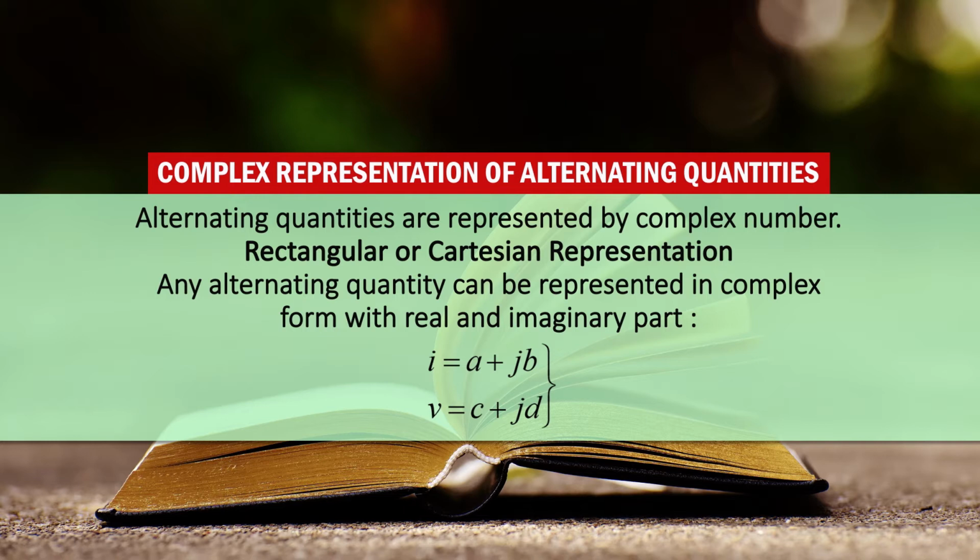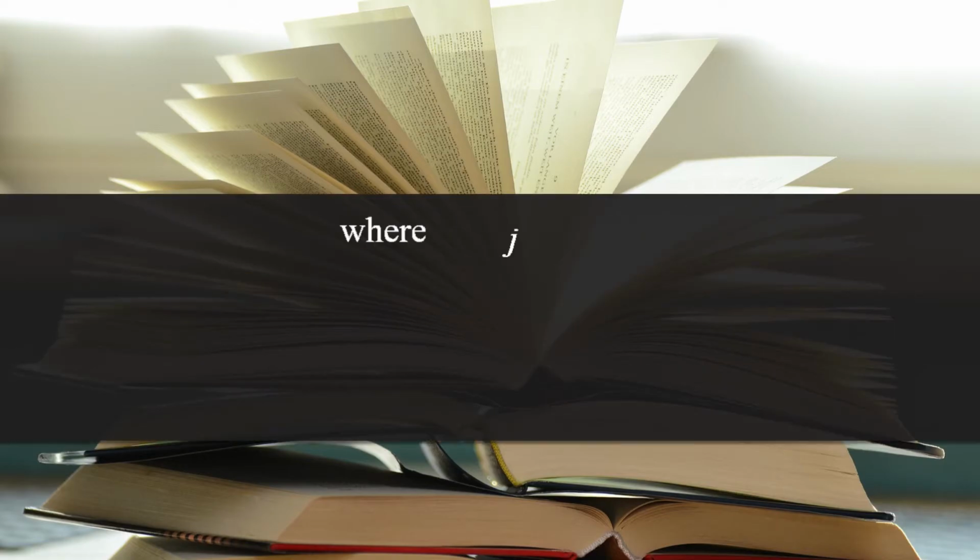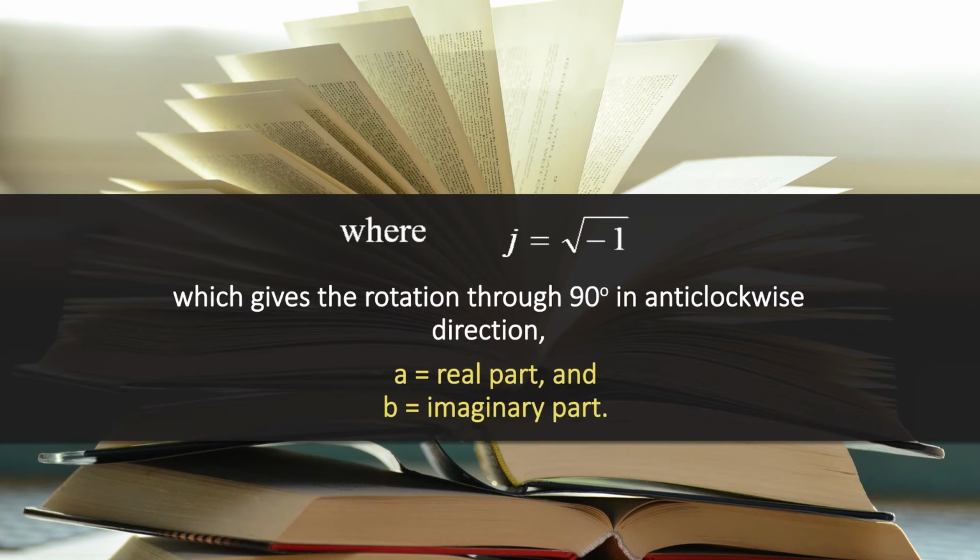So A is a real component and B is an imaginary component in the current. Similarly, for the voltage equation, C is a real component and D is an imaginary component, where this j can be written as square root of minus 1, which gives a rotation through 90 degrees in the anti-clockwise direction. So A is the real part in this equation and B is the imaginary part.